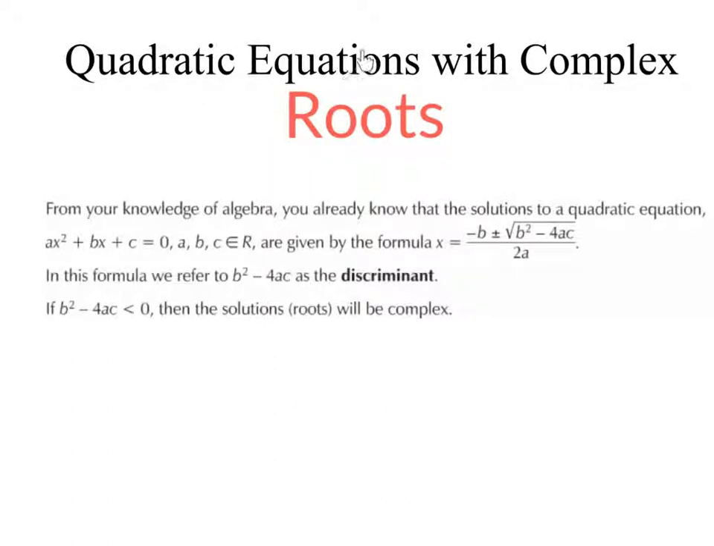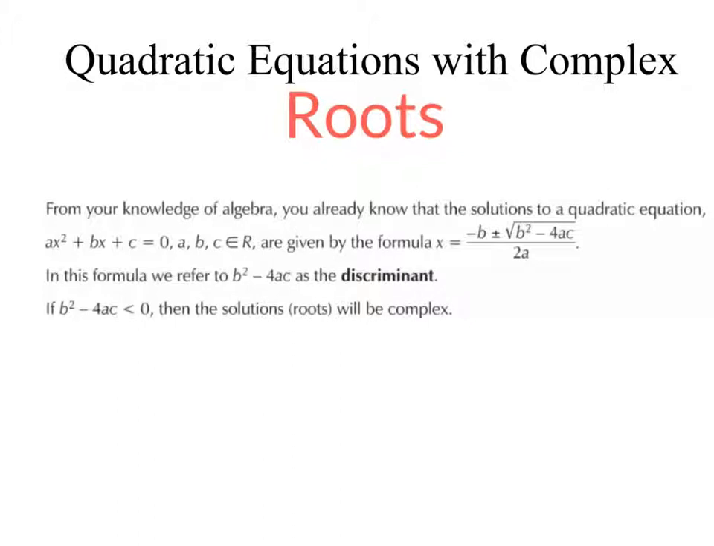Quadratic equations with complex roots. From your knowledge of algebra, you already know that the solutions to a quadratic equation, ax squared plus bx plus c equals 0, where a, b and c are elements of the real number set, are given by the formula x equals minus b plus minus the square root of b squared minus 4ac divided by 2a. So this formula is given in our formula book.